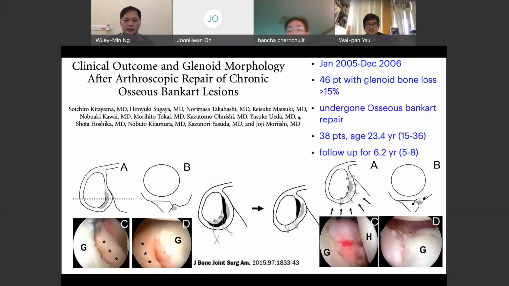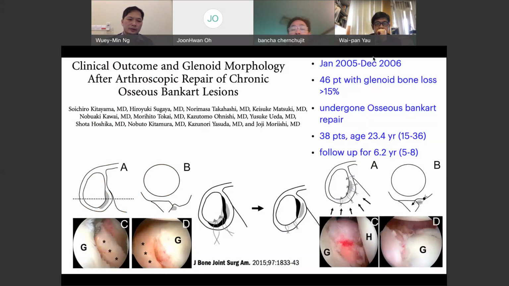The other paper, by the Sugaya group in JBJS 2015, studied 46 patients with glenoid bone loss of more than 15%. They managed to get 38 patients for follow-up. Their repair method is quite interesting.